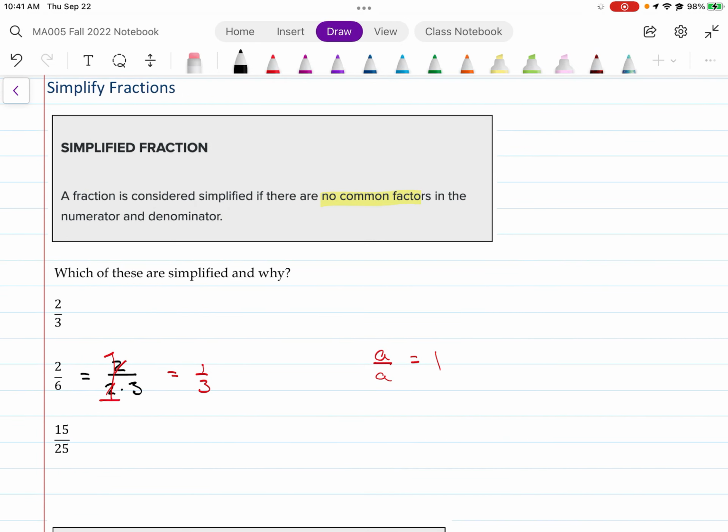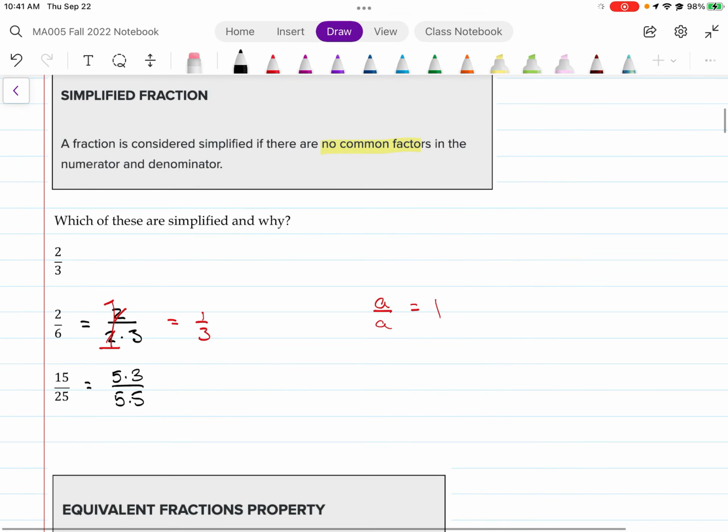15 over 25 is also not simplified because 15 and 25 both have a 5 in them. 15 is 5 times 3, and 25 is 5 times 5. Okay, so we're going to look at simplifying that now.